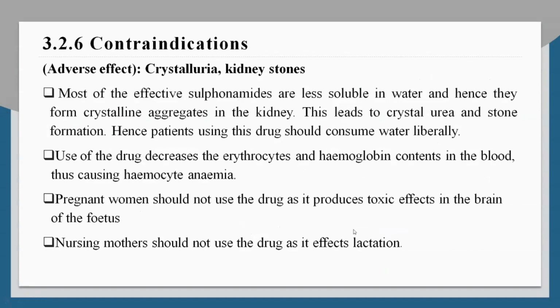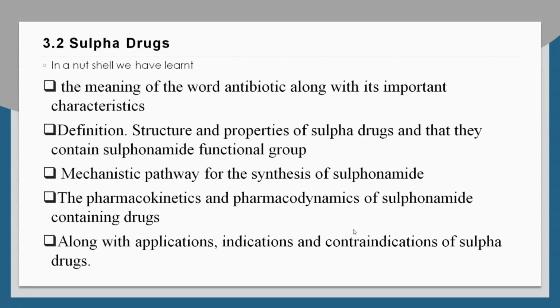Coming to the contraindications, adverse effects are crystalluria and kidney stones. Most of the effective sulfonamides are less soluble in water and hence they form crystalline aggregates in the kidney. This leads to crystalluria and stone formation. Hence, patients using this drug should consume water liberally. Use of the drug decreases the erythrocytes and hemoglobin contents in the blood, thus causing hemolytic anemia. Pregnant women should not use the drug as it produces toxic effects in the brain of the fetus. Nursing mothers should not use the drug as it affects lactation.